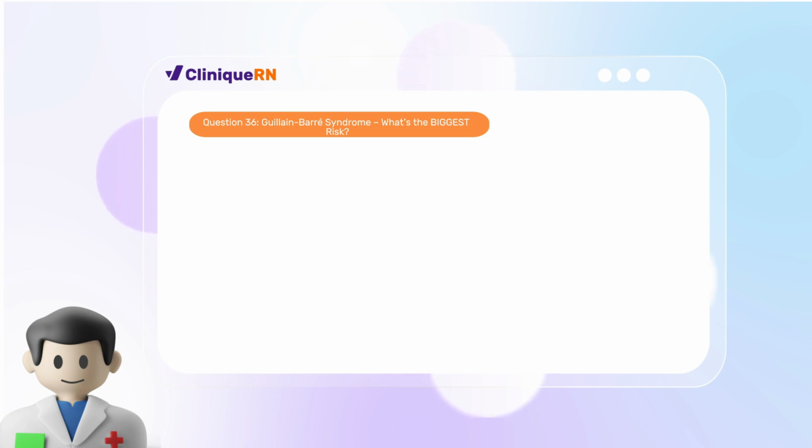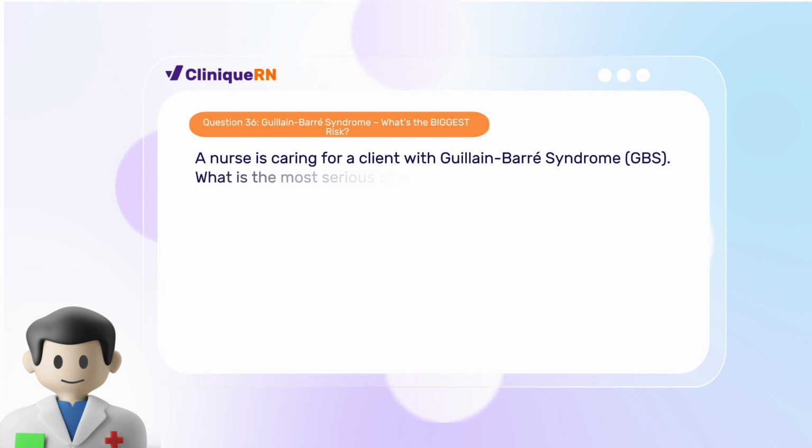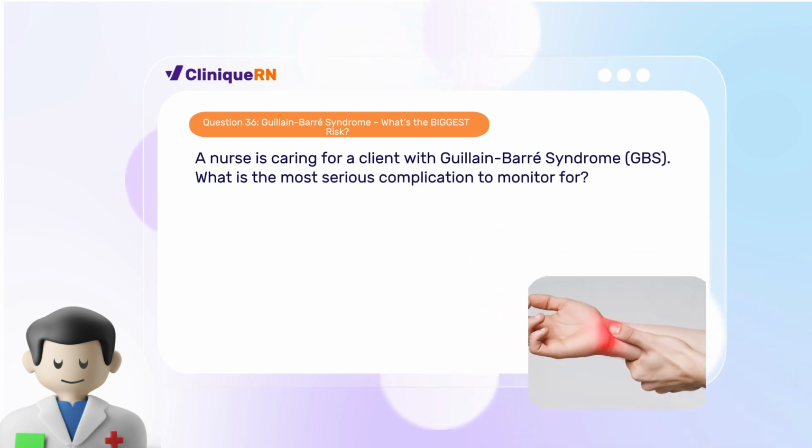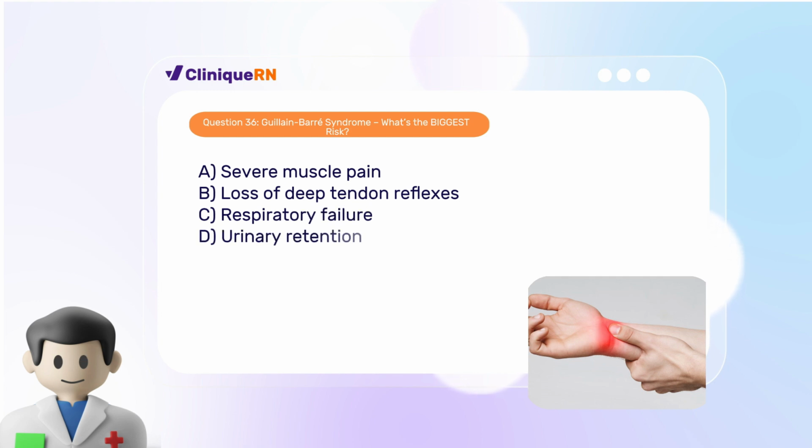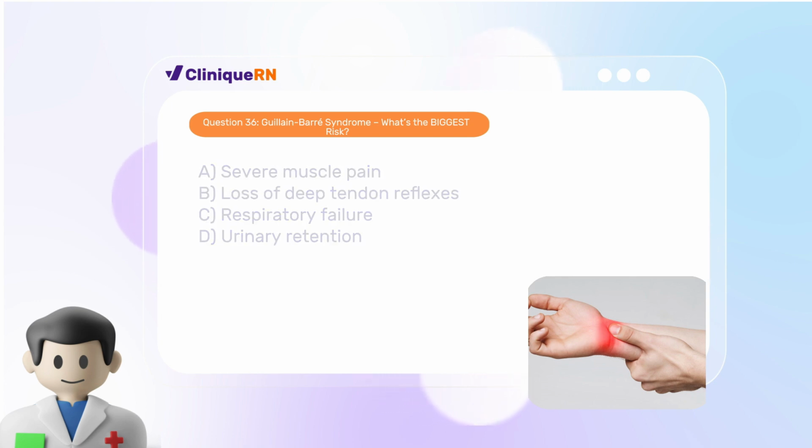Question 36. Guillain-Barré syndrome. What's the biggest risk? A nurse is caring for a client with Guillain-Barré syndrome, GBS. What is the most serious complication to monitor for? A. Severe muscle pain. B. Loss of deep tendon reflexes. C. Respiratory failure. D. Urinary retention.